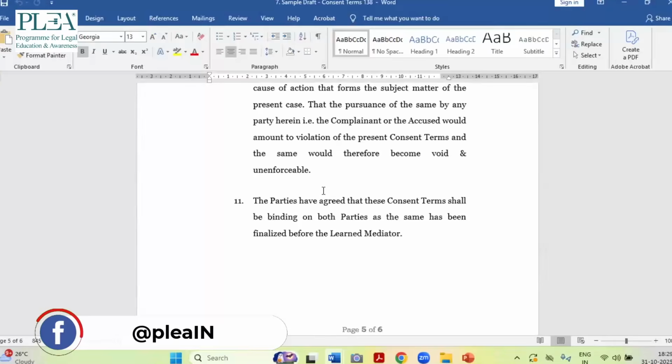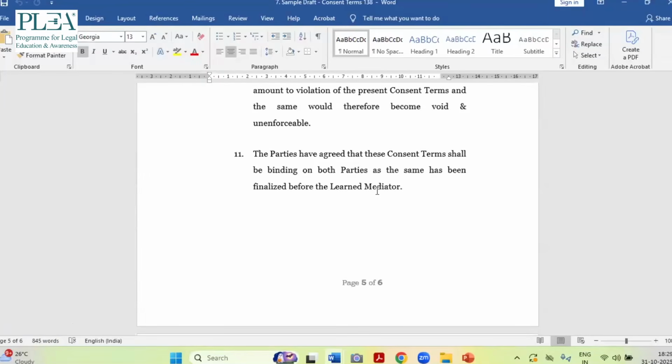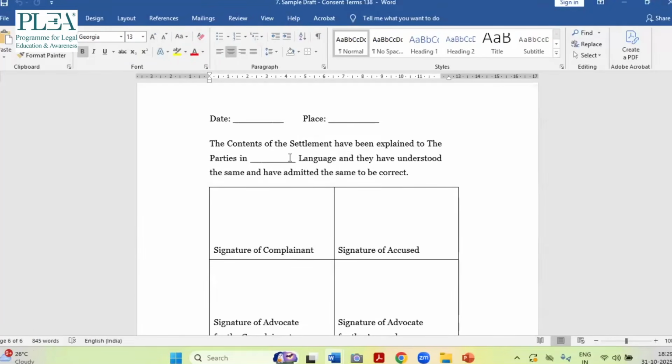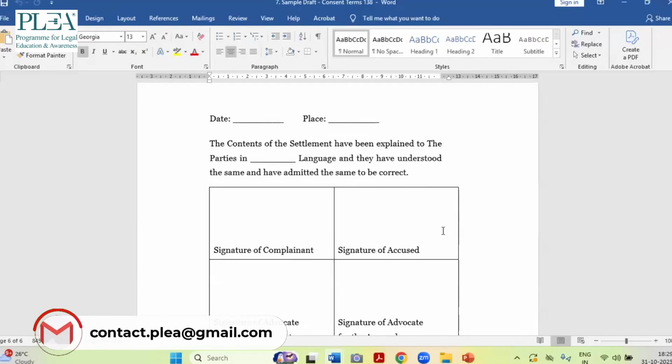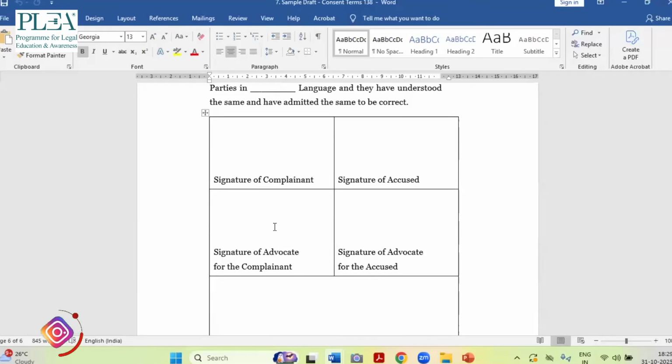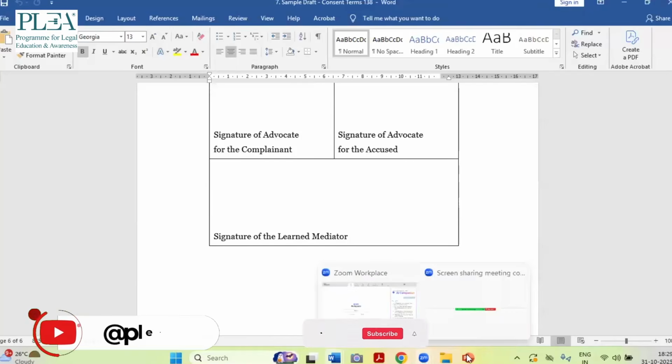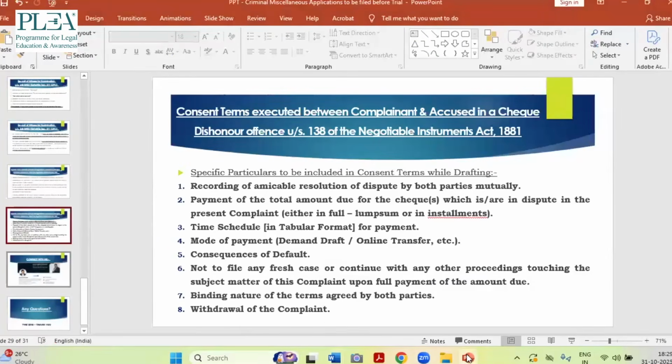This is a very important clause about not filing any other fresh cases or continuing any pending cases touching the subject matter. These consent terms are binding on both the parties, and signed on so and so date. If it is written in English and the parties are not able to understand English, it has to be explained to them. The signatures of all parties, complainant, accused, and advocates, are included. So I hope the session was helpful.